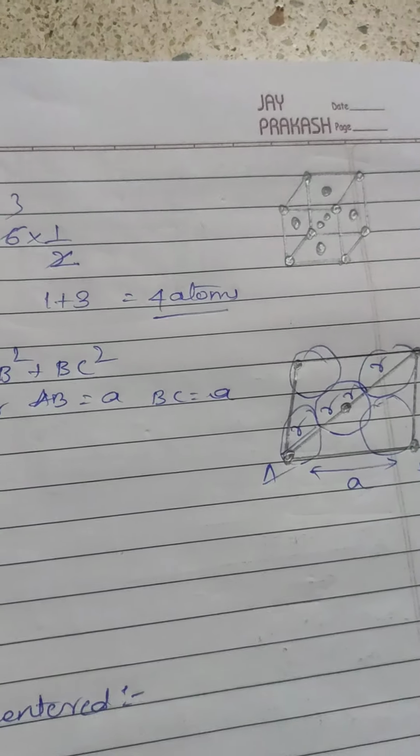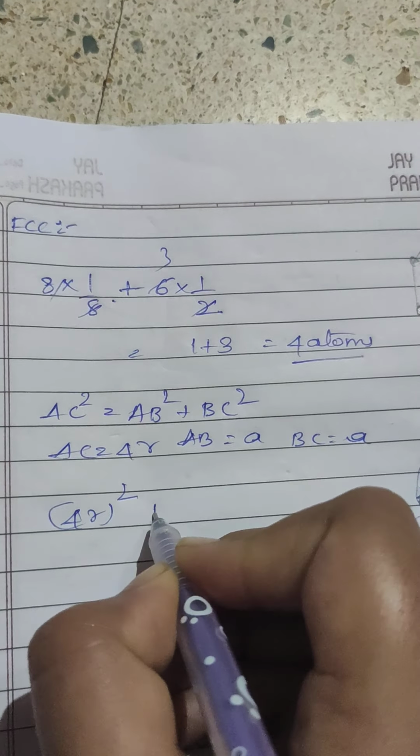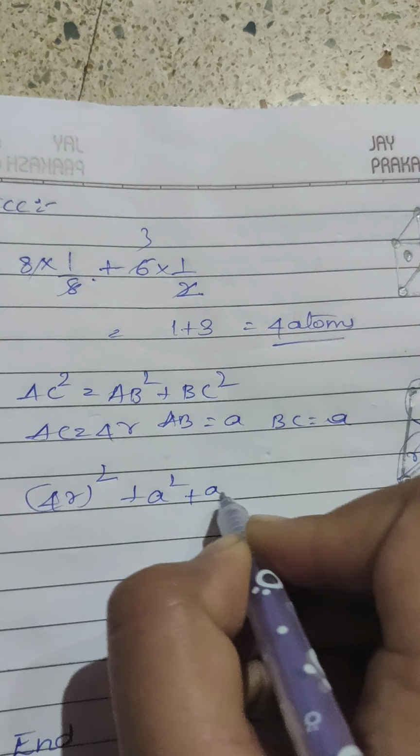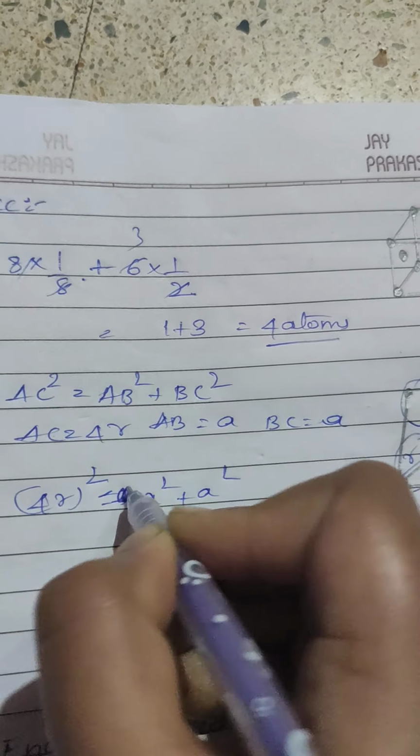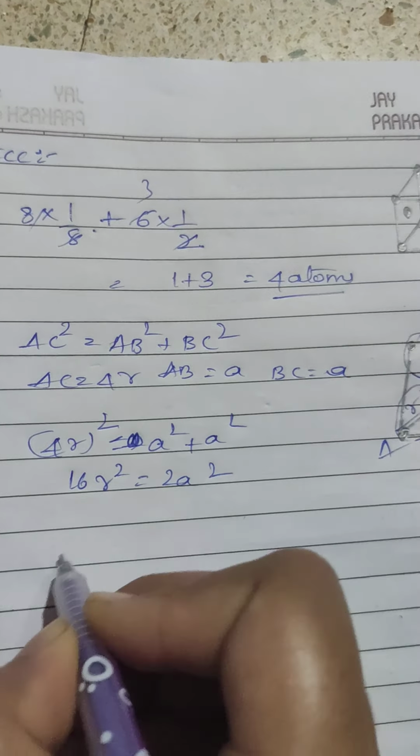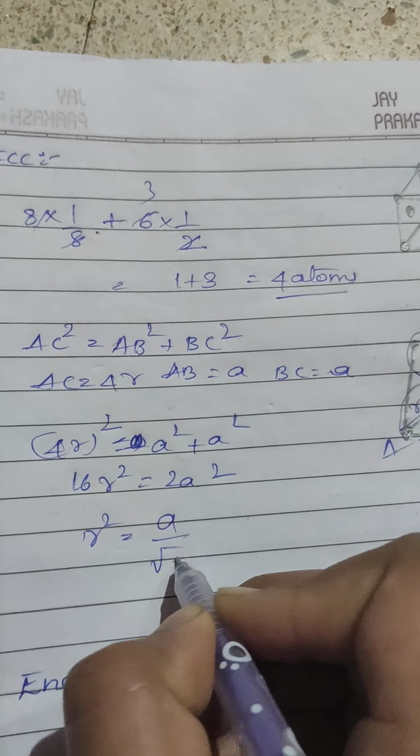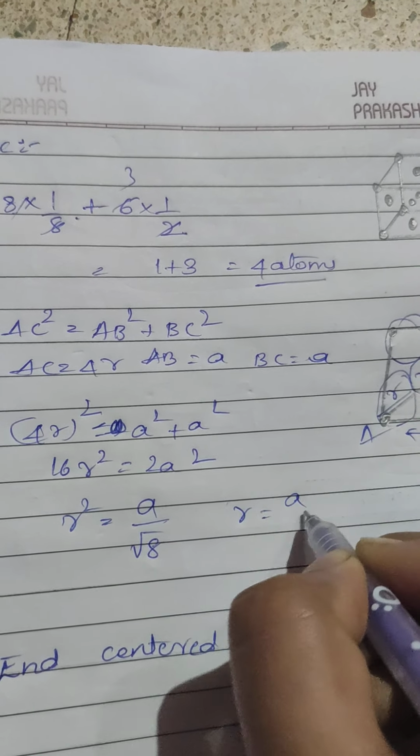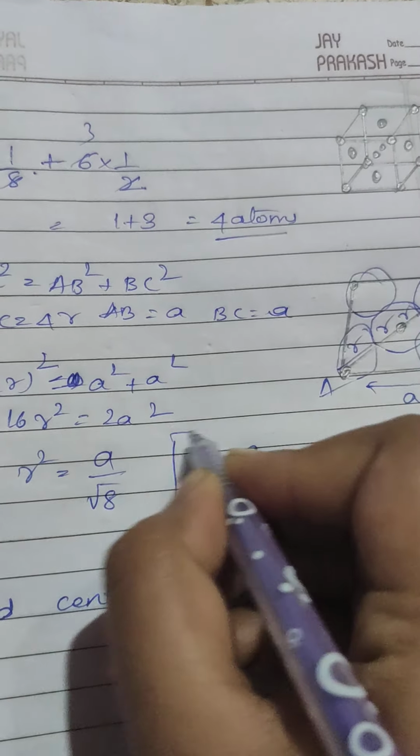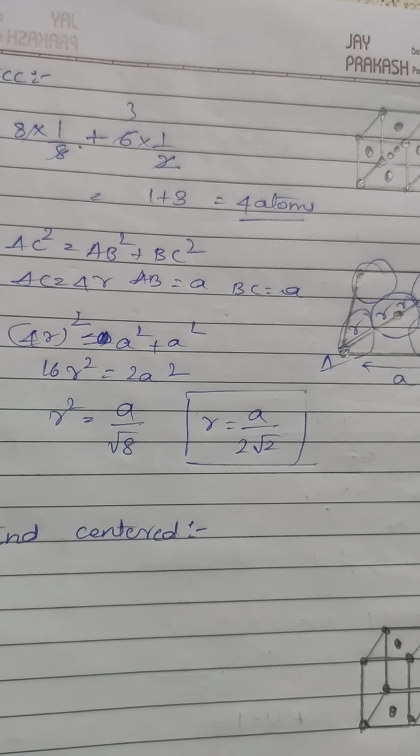Let's substitute these values over here. That is 4R square is equal to a square plus a square, so 16R square is equal to 2a square. R square is equal to a square by 8. So R will be equal to a by 2 root 2. This is the radius of the face-centered unit cell.